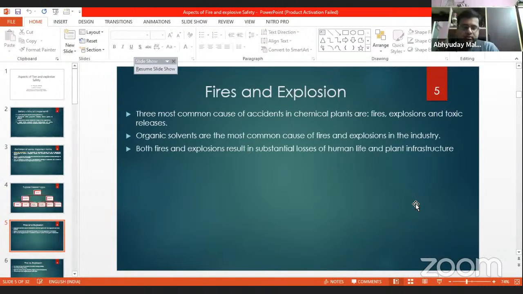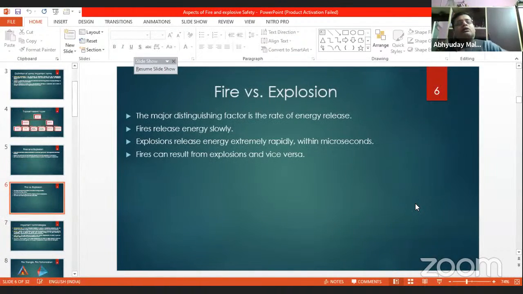Now, organic solvents, for example, alcohols, acetone, etc., are very widely used in chemical industries, and they are the most common cause of fires and explosions in the industry. Fires and explosions both result in substantial losses of human life and infrastructure of the plant, but there is a distinguishing factor between a fire and an explosion. Both of them involve energy release. When something catches fire, a lot of heat energy is released, and when something explodes, again a lot of energy is released. So both of them are characterized by energy release, but they are differentiated by the rate of this release.